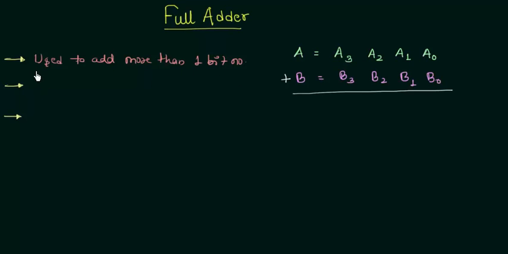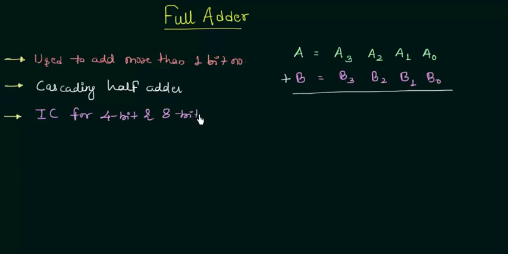Another important thing in the full adder is that we are going to make a full adder by using the half adders, or you can say by cascading half adders, that we will see in a minute. In the market you will find the IC, integrated circuit, for 4-bit and 8-bit full adders. I am not sure about the 16-bit full adder, whether it is available in an IC or not, but I am sure about the 4-bit and the 8-bit.